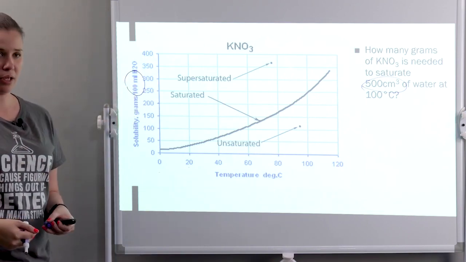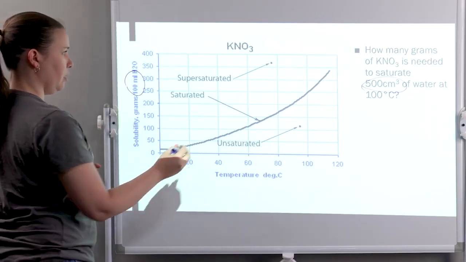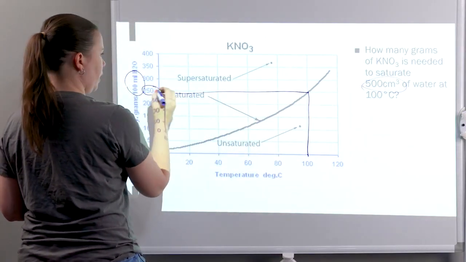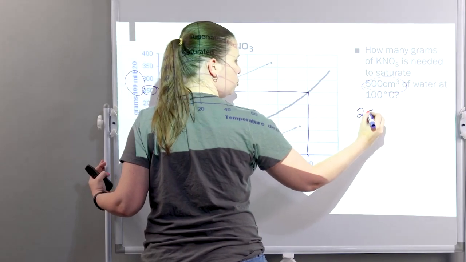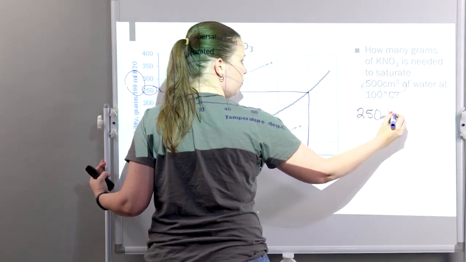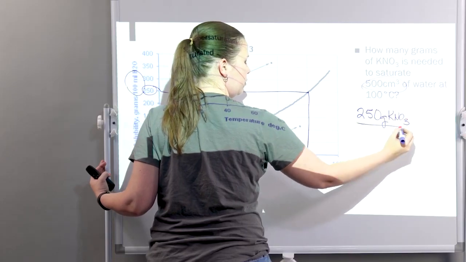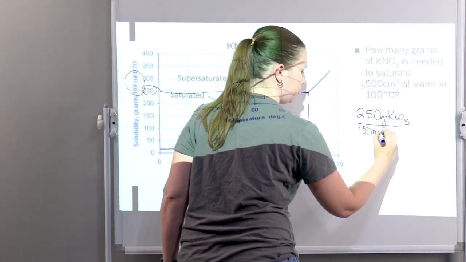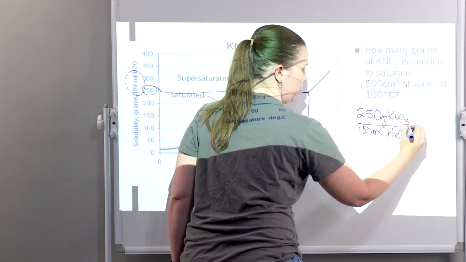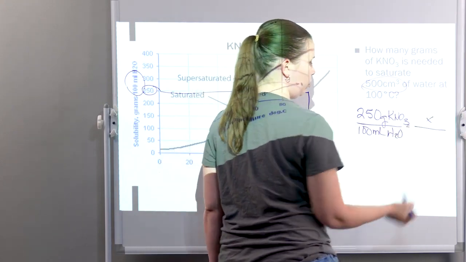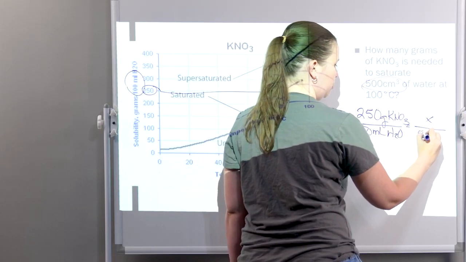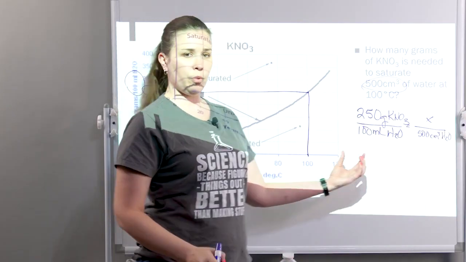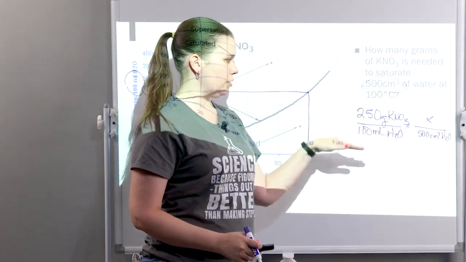So I'm going to start by using the line like I did in the first one, where I say I'm at 100 degrees Celsius, read up, and read over. And so from the graph, I get that 250 grams of KNO3 can be dissolved in 100 milliliters of H2O. So now I want to find a proportion where I'm solving for how much solute could go into 500 cubic centimeters of H2O. To use a proportion, you need like units on top and like units on the bottom.